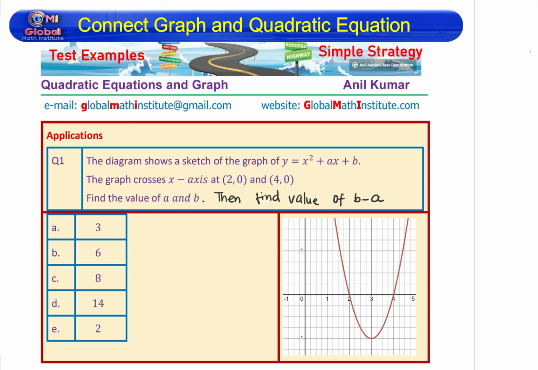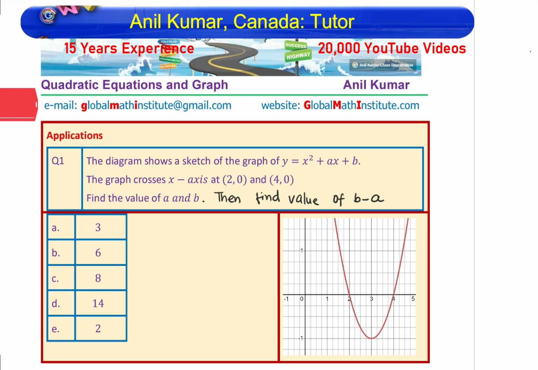In this video, we have three examples. We'll understand how do we relate the equation with the graph, finding A and B, and at the end, a shortcut method to answer it in a minute.